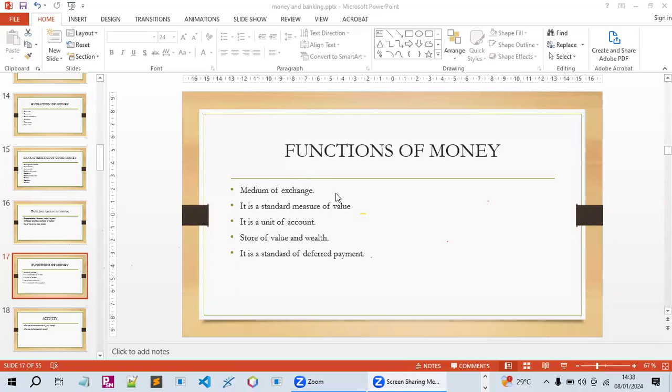What I mean by that is that money permits pricing of goods and services. It enables accounting and auditing to take place. For example, when we are counting books or bookkeeping, it's easier to keep records in money form, because of the money we have right now.